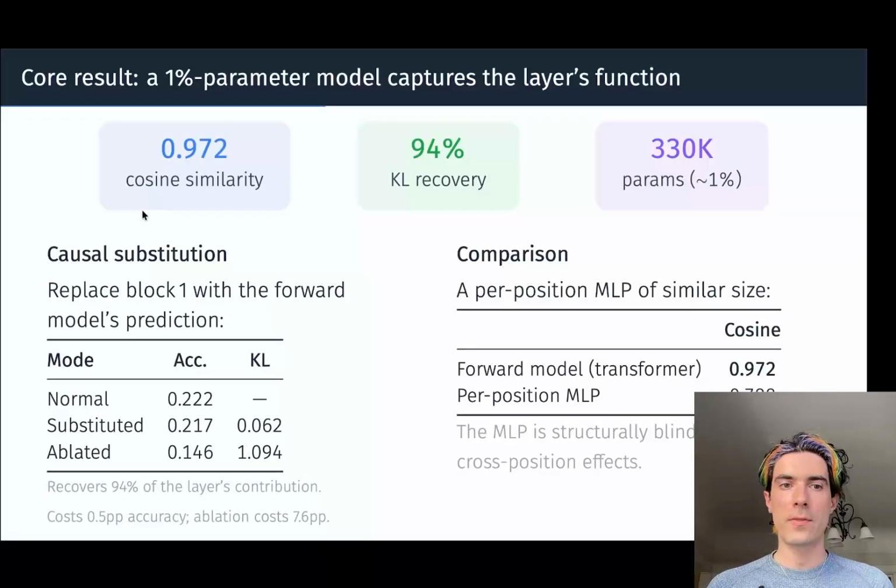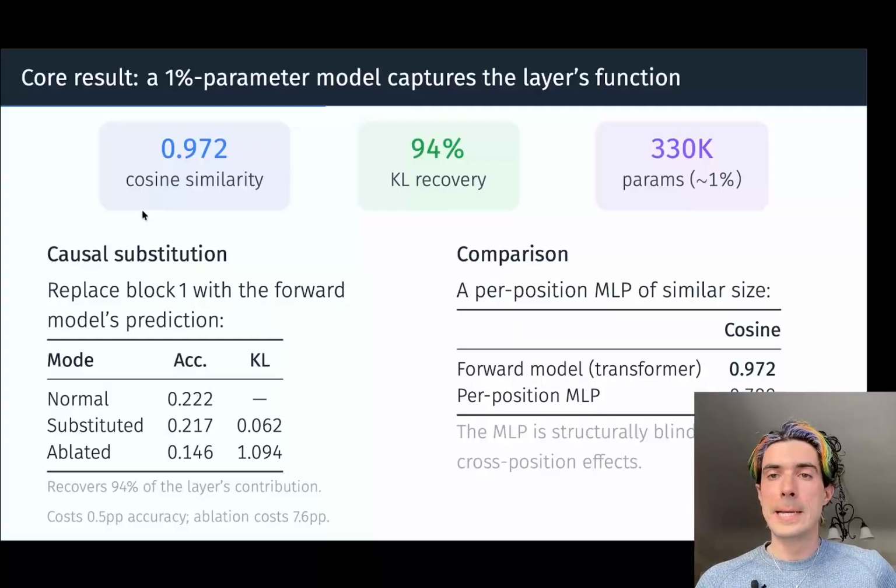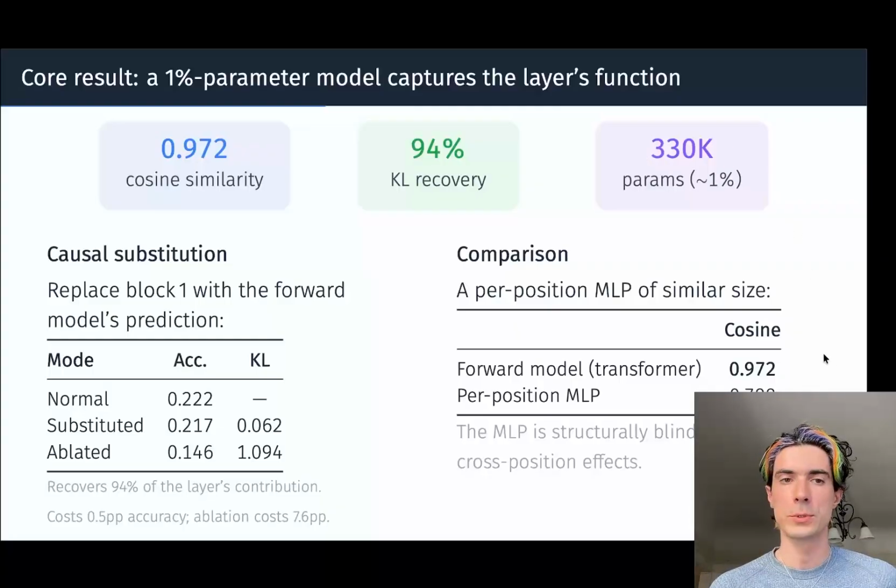So here are results. At the smaller scale, you can get something like 0.97 cosine similarity between the main model predicted activations and the forward model predicted activations. Over a single transformer block, we observe something like 94% recovery of the KL divergence with the forward self model if you're just replacing the main block with the forward self model block. And we're doing this with 1% of the main model block, so something like 330K params. We can run something like causal substitution, where we substitute it and see what the degradation is.